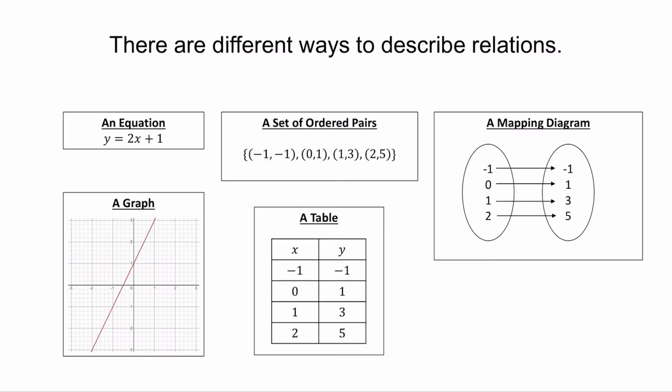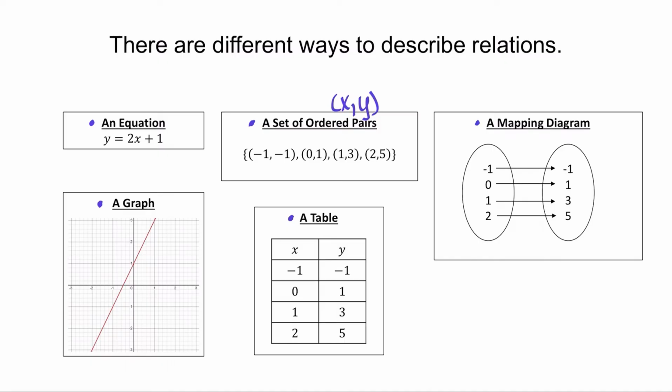We can list it as a set of ordered pairs. Remember that an ordered pair is an x and a y value. So this just lists out all of the x and y values that are in our relation. An equation can tell you the relationship between x and y. We can plot all of the ordered pairs on a graph. We can create a table where we have all of the x values on the left and all the y values on the right. And then we can also create a mapping diagram.